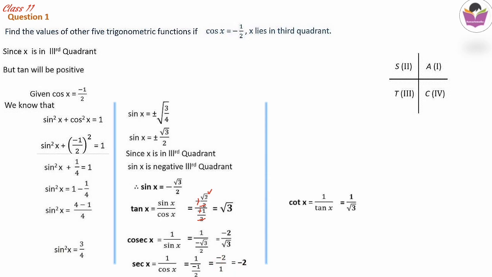Next, we will be going for cot x. Cot x is equal to the reciprocal of tan x, 1 by tan x. So tan x is root 3. That means 1 by tan x will be 1 divided by root 3. So 1, 2, 3, 4 and 5. All the 5 trigonometric ratio values we have calculated.